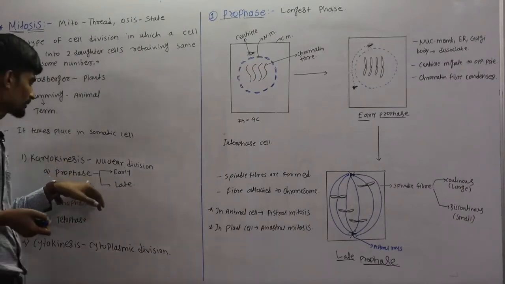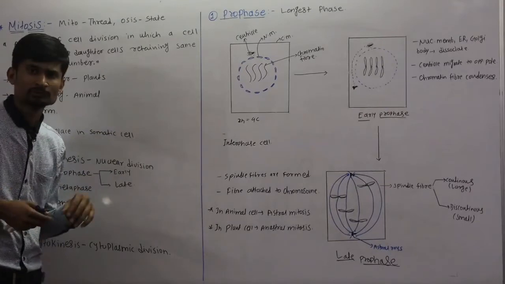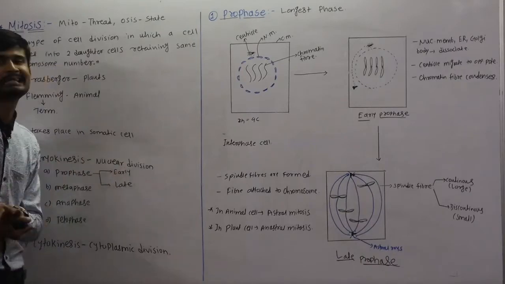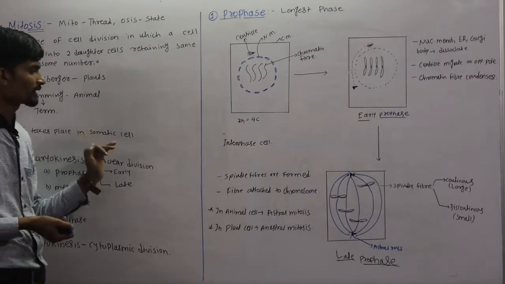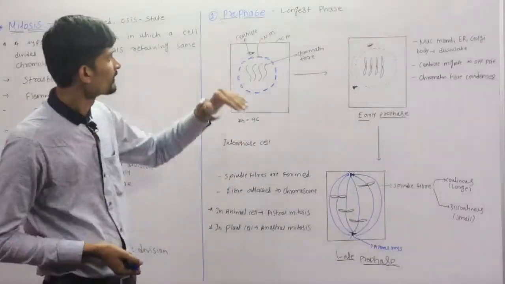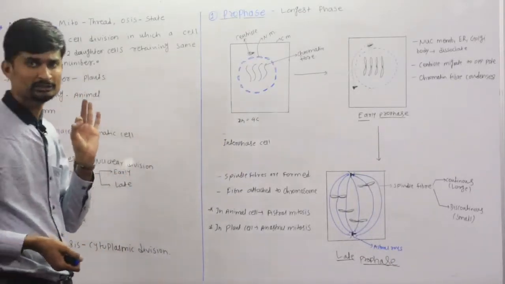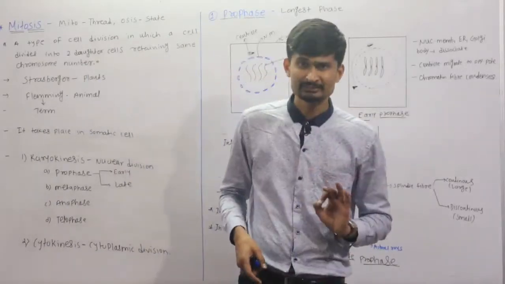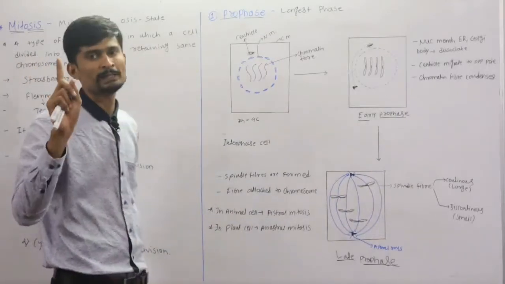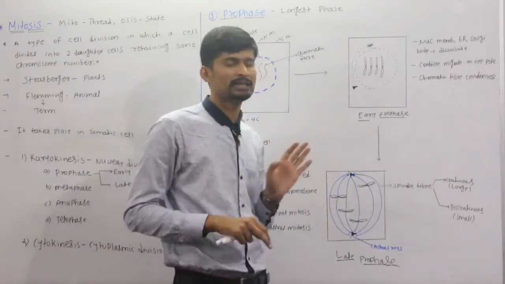Prophase includes two stages, early prophase and late prophase, because it is the longest phase. So for convenience we divided it into the two stages, early and late prophase. So first we are going to study prophase, the first phase. This is the longest phase of the karyokinesis. You have to remember this point, because there may be a question: which is the longest phase? The answer is prophase. So basically it has two phases, early prophase and late prophase.